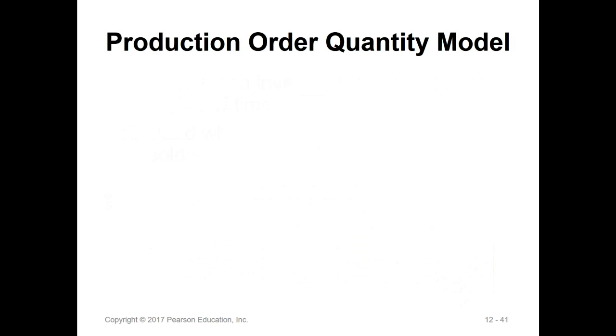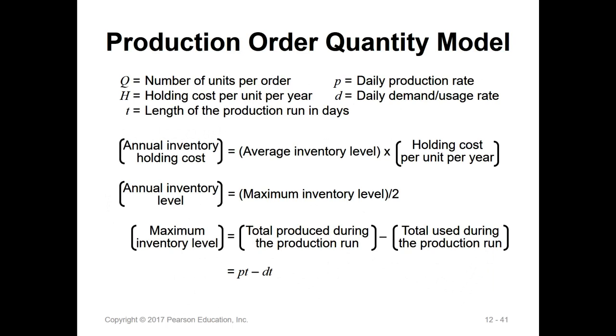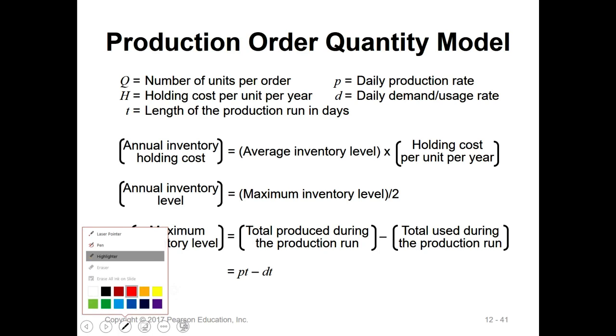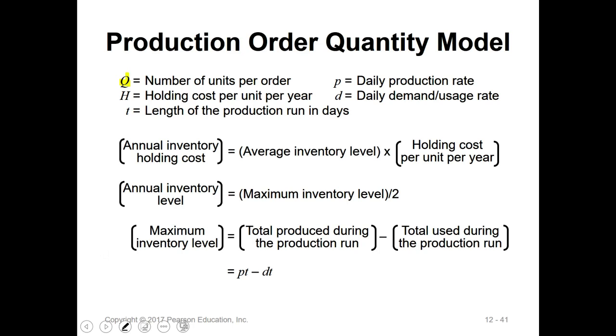In this production order quantity model, we define some of the terms used here. Some of the terms we have seen before. Q is still the number you are going to determine, to calculate. That's the number of units per order quantity. H is the same, the holding cost. But we define these terms: P, D, and T. T is the length of the production run in days. P means the daily production rate, and D means the usage rate, or the demand rate, also per day.